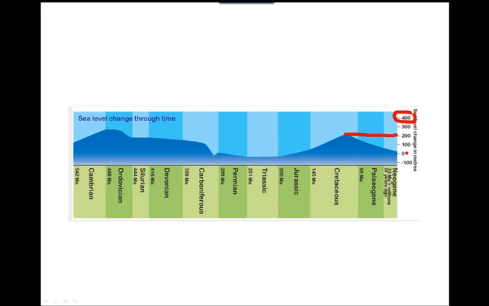Well, that's over a very long time period. Over a shorter time period, there are also changes. So we need to look at how and why these occur and what impact they have on landforms and the coast in general.